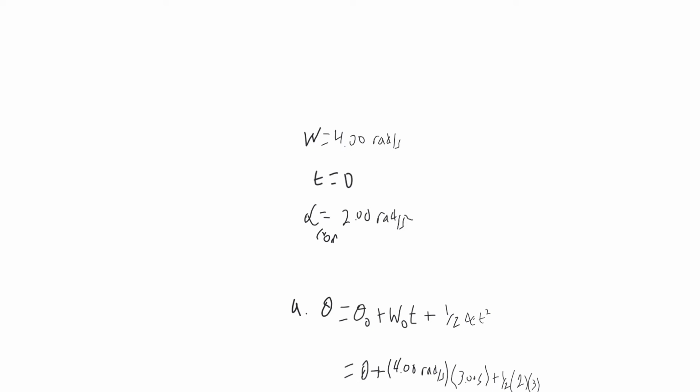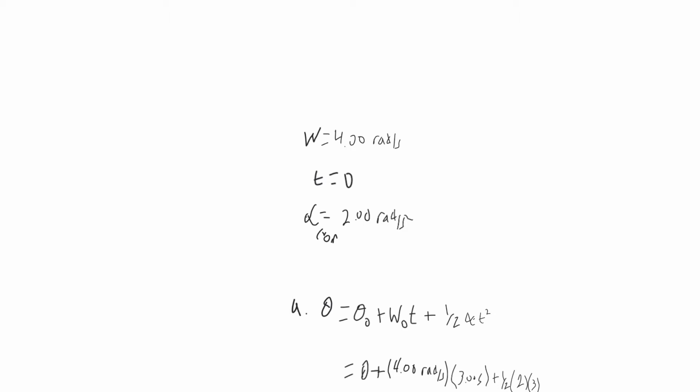Okay, so for example 9.2, we're told that we have a situation with an exercise bike, a stationary exercise bike, and we're given that it has an angular velocity of 4 radians per second at the initial time, 0 seconds, right? I wrote this down here, and the angular acceleration is 2 radians per second squared, right?